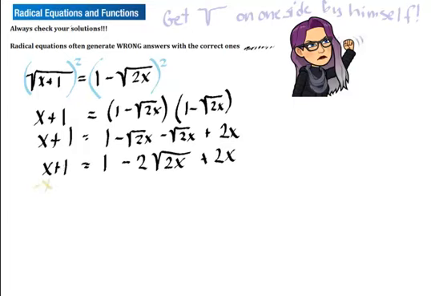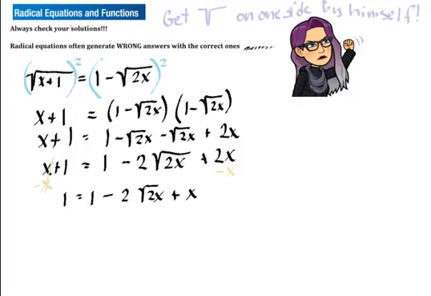I'm going to subtract x from both sides. You're gone, leaving me with 1 equals 1 minus 2 square root 2x plus x. Okay.